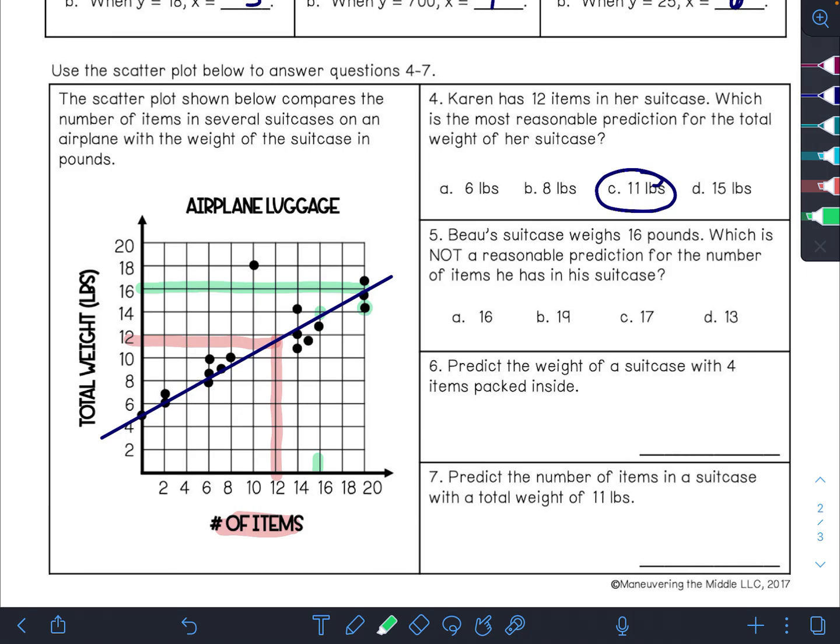So on here, a reasonable prediction, right? So if we're over here, 16 pounds, we're up here and we're thinking it's around 20 items, right? Would it be reasonable to even think 13 items would work? It would not be reasonable that 13 items would work because all of these are closer to 20 than 13 is.